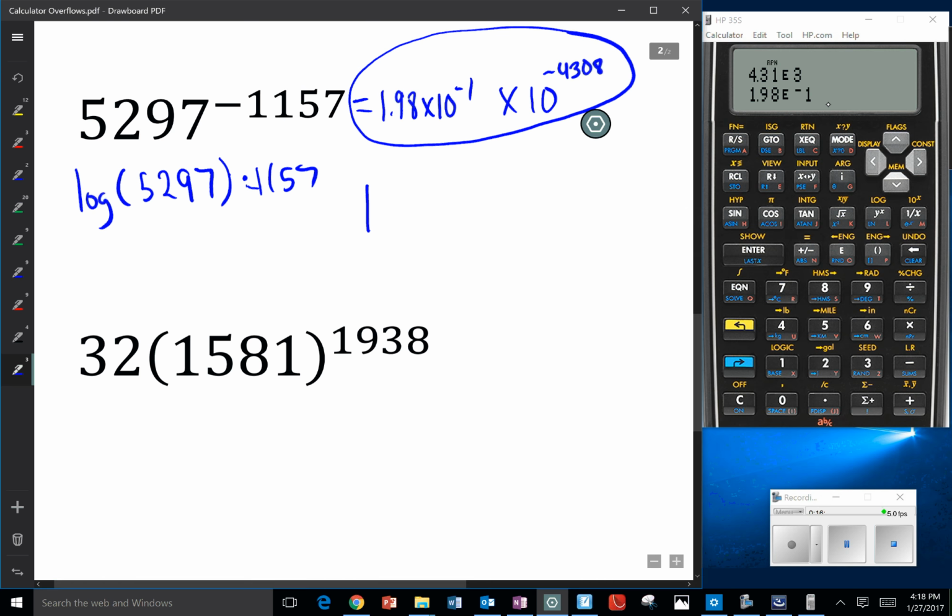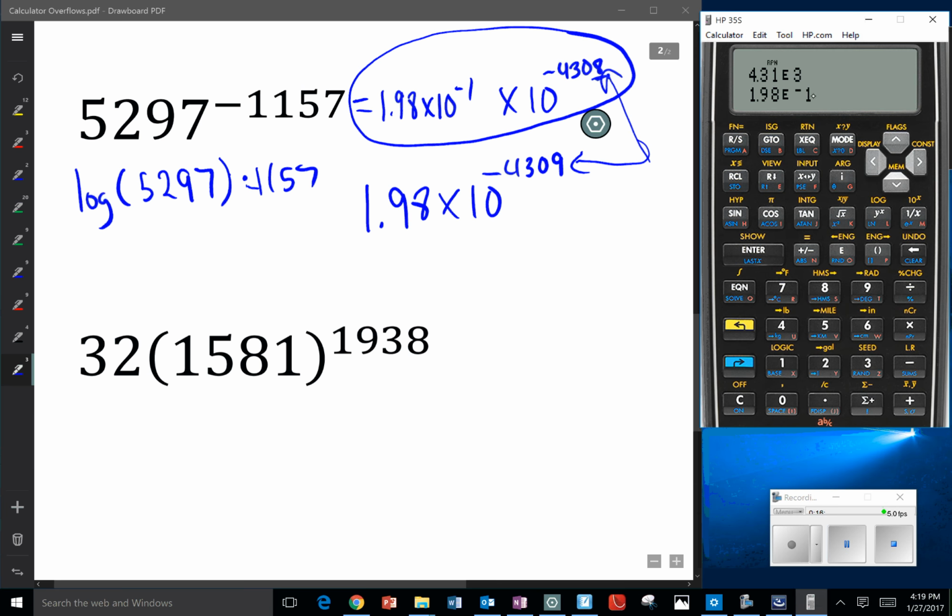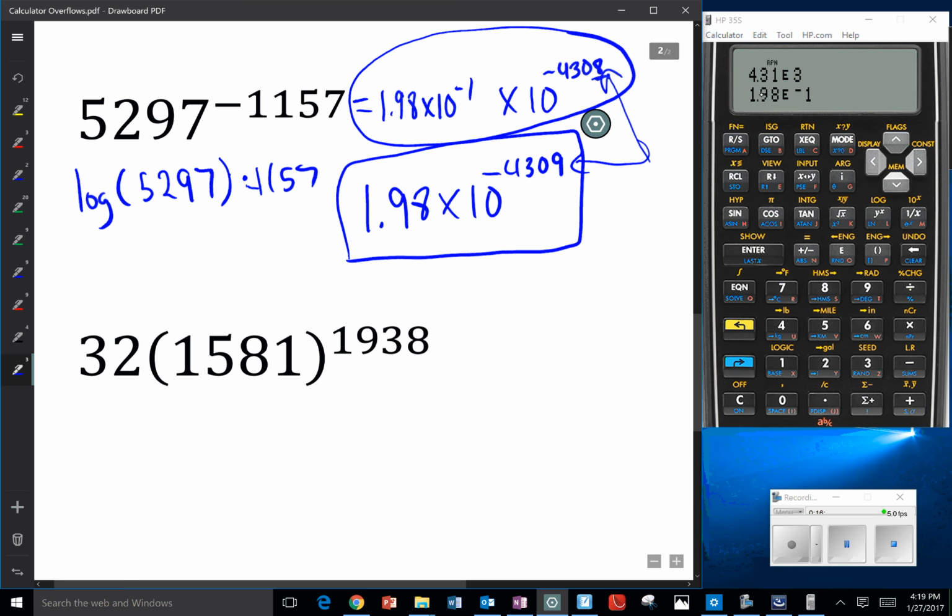Well, I have 1.98 times 10 to the -4,309th power. So what will happen on the test is, like I was saying, these kind of problems, if you look at the answer key, about 50% of the time they keep the 8 there. So the answer key will have an 8 there. The problem is they forgot that this power was a -1, so they had to add one more negative power to the answer. So the actual answer is 1.98 times 10 to the -4,309.